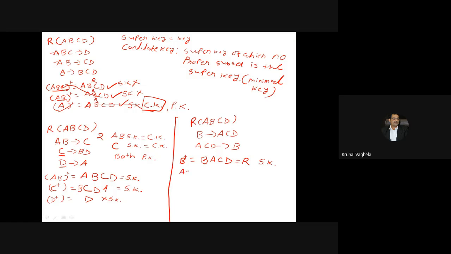If I find the ACD closure, then A, C, and D, and from ACD I can find B. So it is also R. So this is also a super key. And B and ACD have no proper subset that is a super key. So both B and ACD are super keys and candidate keys. Clear, everyone?